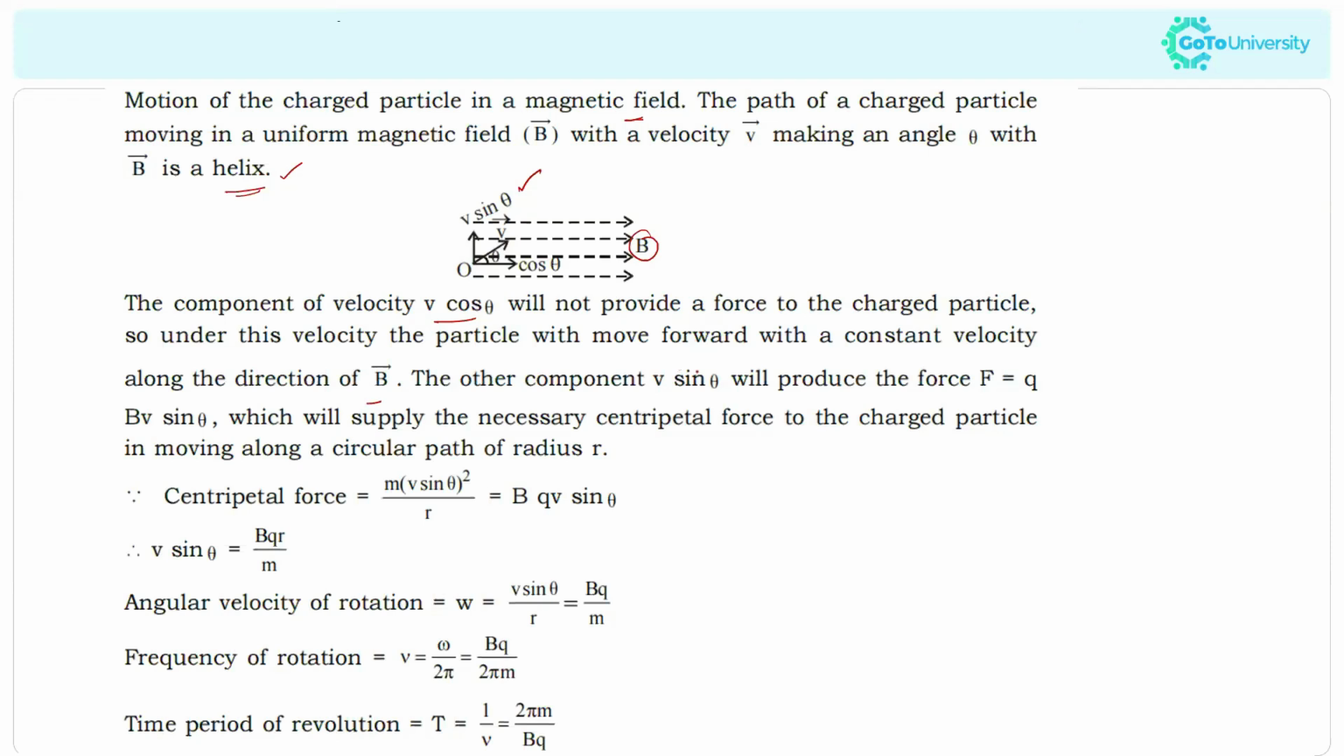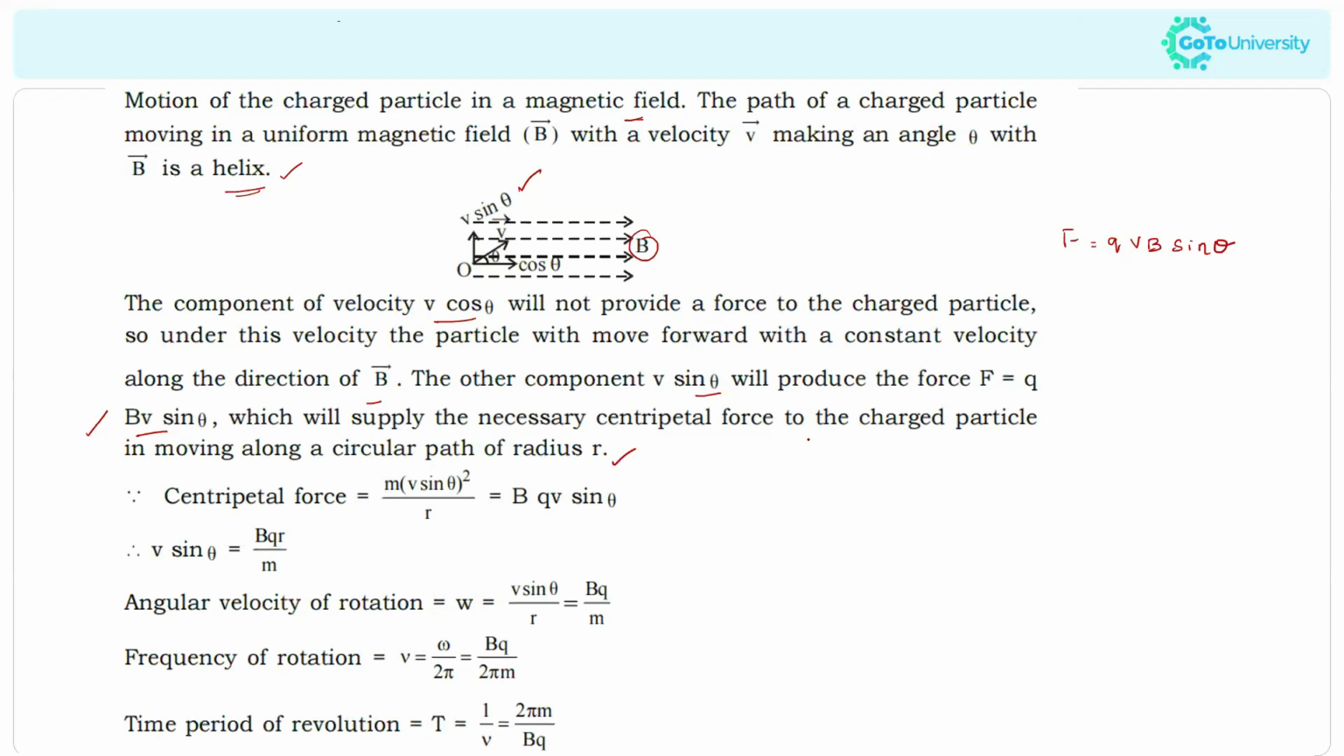The other component, v sine theta, will produce the force F is equal to qvB sine theta. This is what we studied in the first slide, the force produced by the charge in a magnetic field, right? So we said F will be equal to qvB sine theta. Here also, because of the component v sine theta only, it will produce this force, which will supply the necessary centripetal force to the charged particle moving along a circular path of a radius, right?